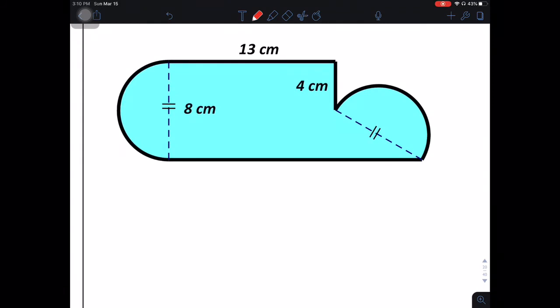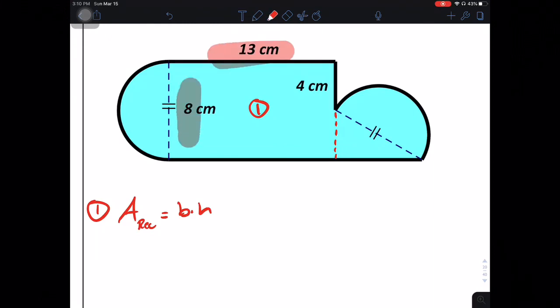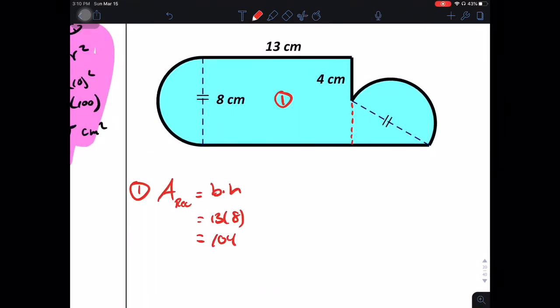Let's do this problem. We can break this into different shapes. For example, if I were to drop this vertical here, this first shape is a rectangle. Let's find its area. Area of a rectangle is the base times the height. The base is 13, the height is 8. That makes that 104 square centimeters. That's pretty straightforward.